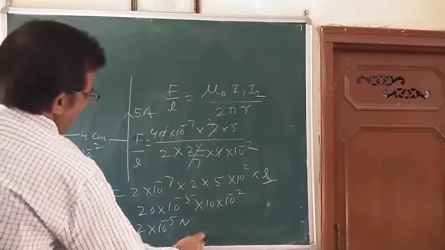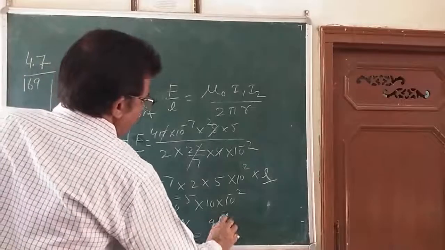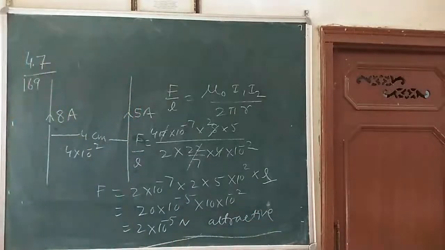2 into 10 to the power minus 5 newton, and both the directions of current are the same. So the force here will be attractive. So this is the result. You know the formula, then you can solve the problem. No doubt at all.